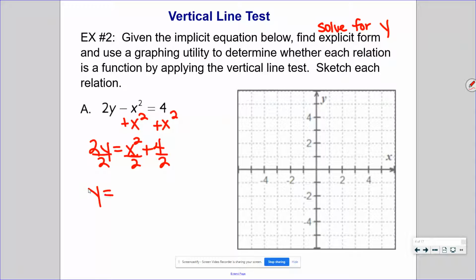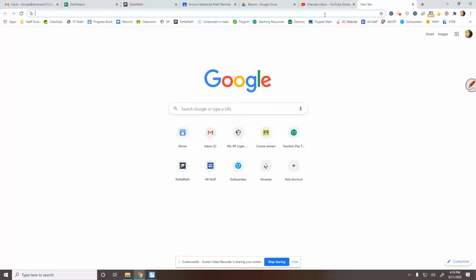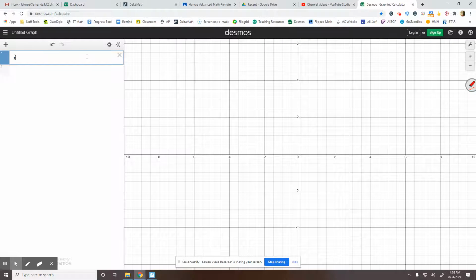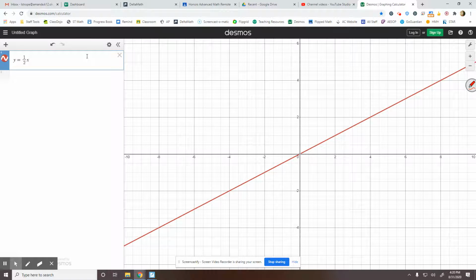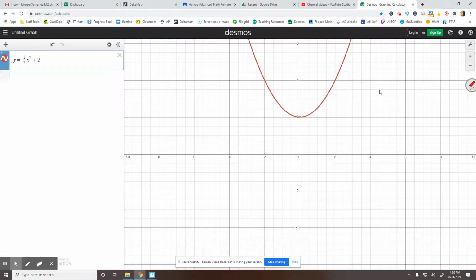And so my equation looks like y equals x squared over 2, which I could write as 1/2 x squared, and 4 divided by 2 is 2. So there's my equation. Now it says use a graphing utility, which for me is going to be Desmos. So give me a second. I will pull up Desmos. And my equation was 1/2 x squared plus 2. So y equals 1/2 x squared plus 2.